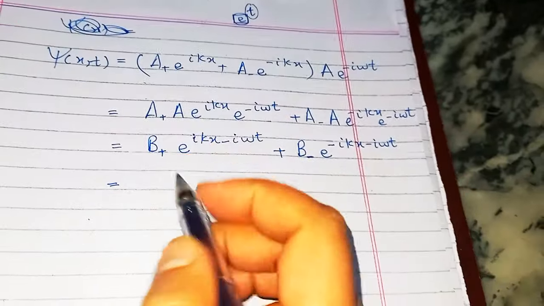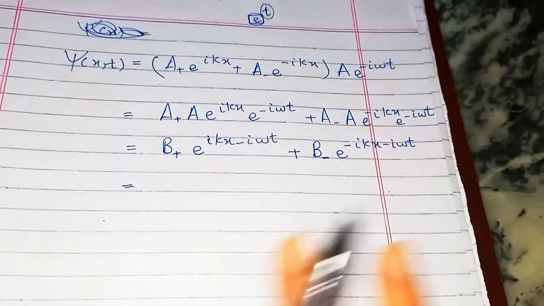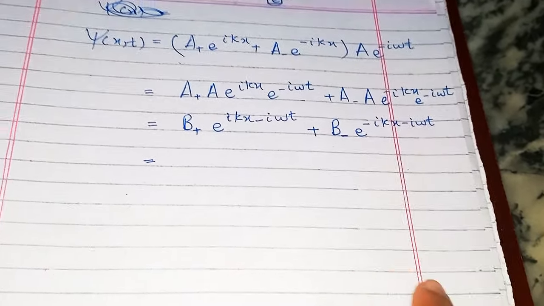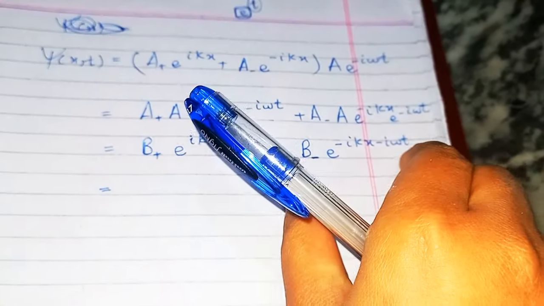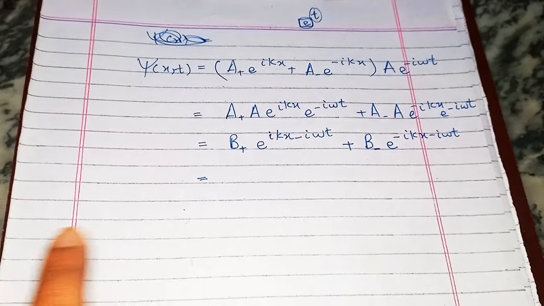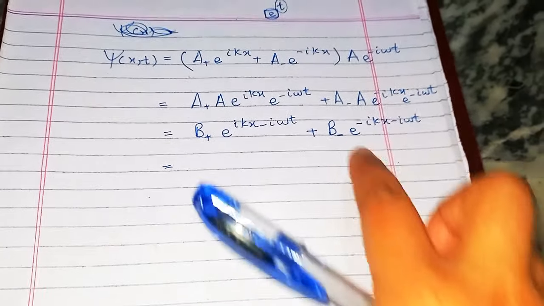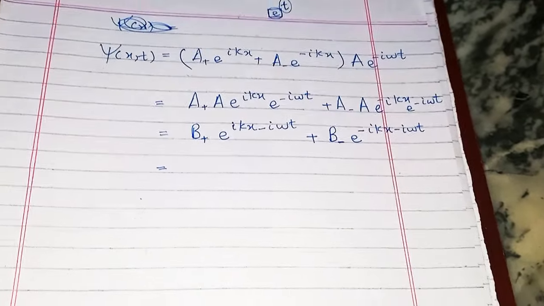I'm constantly using terms like b plus and b minus just because it makes it so obvious to write down that one of them shows the wave traveling in the positive x direction and the other, the negative one, shows the wave that is traveling in the negative x direction. That is why I'm using this sign. You can use a1, b1 to c1 or whatever.